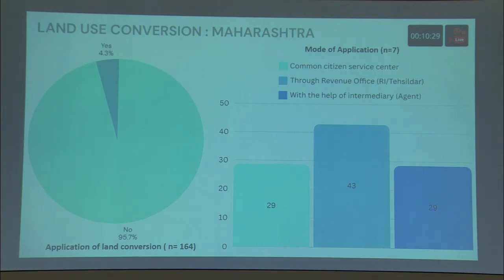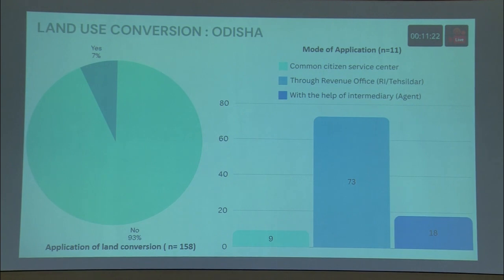And when we asked about land use conversion in Maharashtra, in the last 4 or 5 years, in our survey population, 4.3% tried to apply for land use conversion. Their mode of application was: 29% said they used common citizen service centers, 43% said through revenue offices, and the other 29% said with the help of intermediary agents. So most of the population are tending towards traditional practices, for example going back to the revenue offices, even though online services and common service centers are there. It's just 29% of the population who tried to check their application through these. And this is the Odisha data. So 70% of the population tried to apply for land use conversion, and the same is also here.